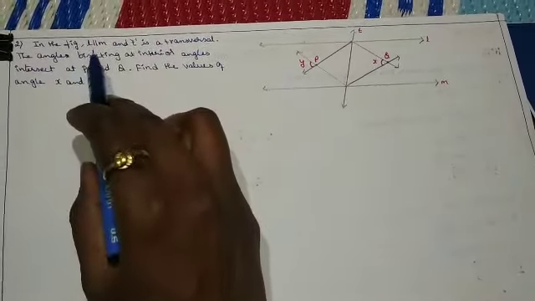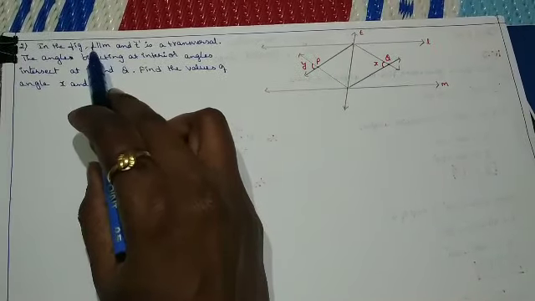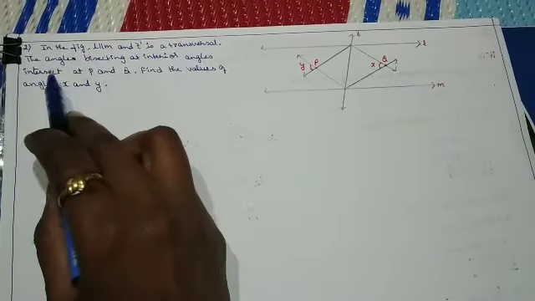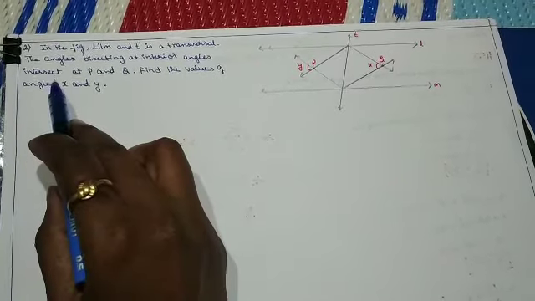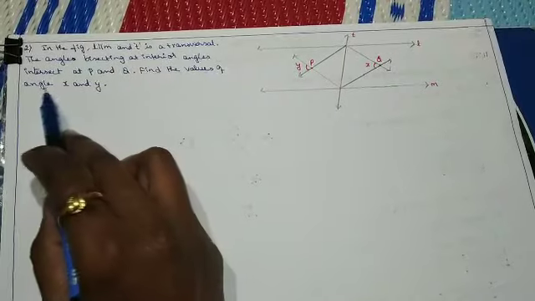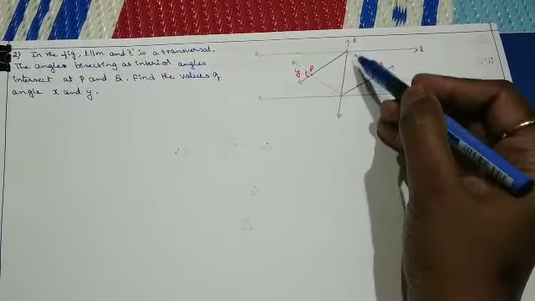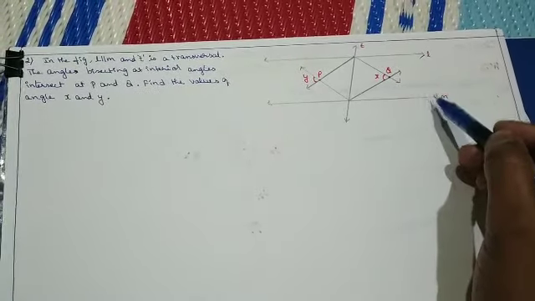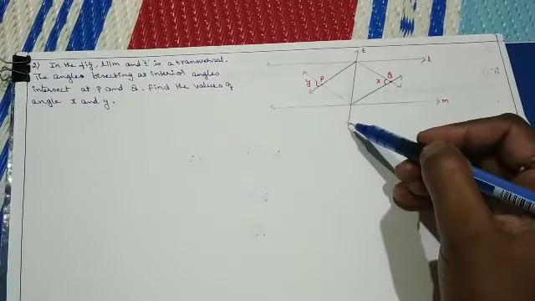In the figure L parallel to M, we know that this is a symbol for parallel. L parallel to M and T is a transversal. The angle bisecting at interior angles intersect at P and Q. Find the values of x and y. You can observe this is the figure. He is telling L parallel to M. Lines L parallel to M and T is the transversal.